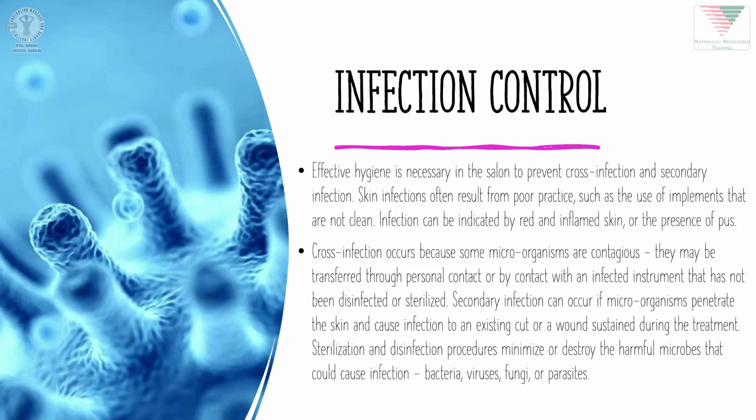Cross-infection occurs because some microorganisms are contagious. They may be transferred through personal contact, or by contact with an infected instrument that has not been disinfected or sterilized. Secondary infection can occur if microorganisms penetrate the skin and cause infection to an existing cut or a wound sustained during the treatment.